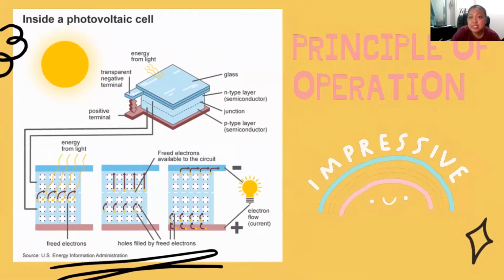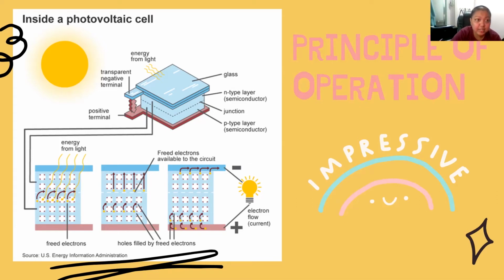Now let's talk about the principle of operation inside a photovoltaic cell. This diagram illustrates the operation of a basic photovoltaic cell, which is also called a solar cell. Solar cells are made of the same kinds of semiconductor materials, such as silicon, used in the microelectronics industry. For solar cells, a thin semiconductor wafer is specially treated to form an electric field, positive on one side and of course negative on the other.